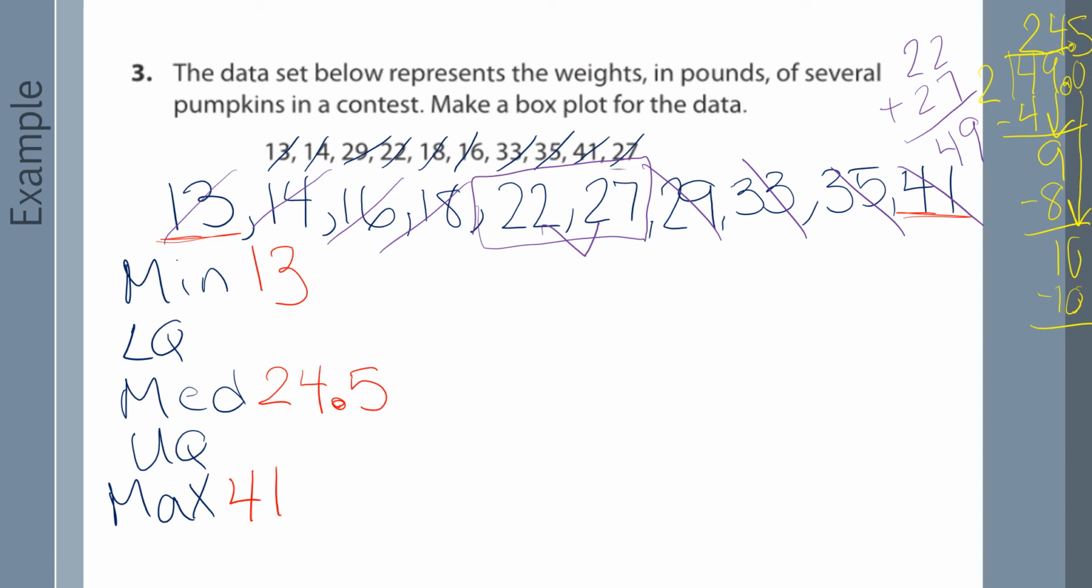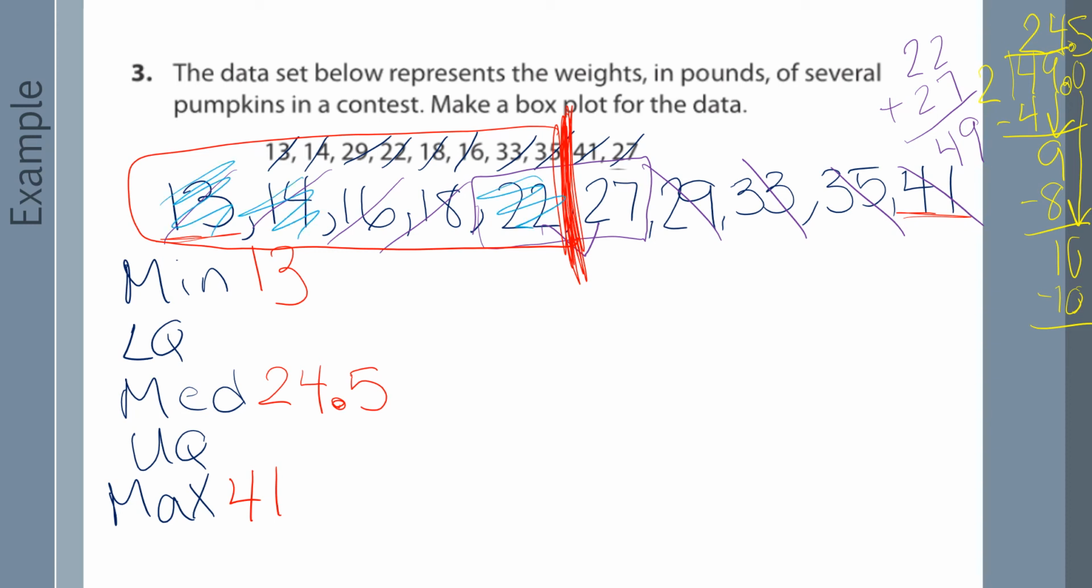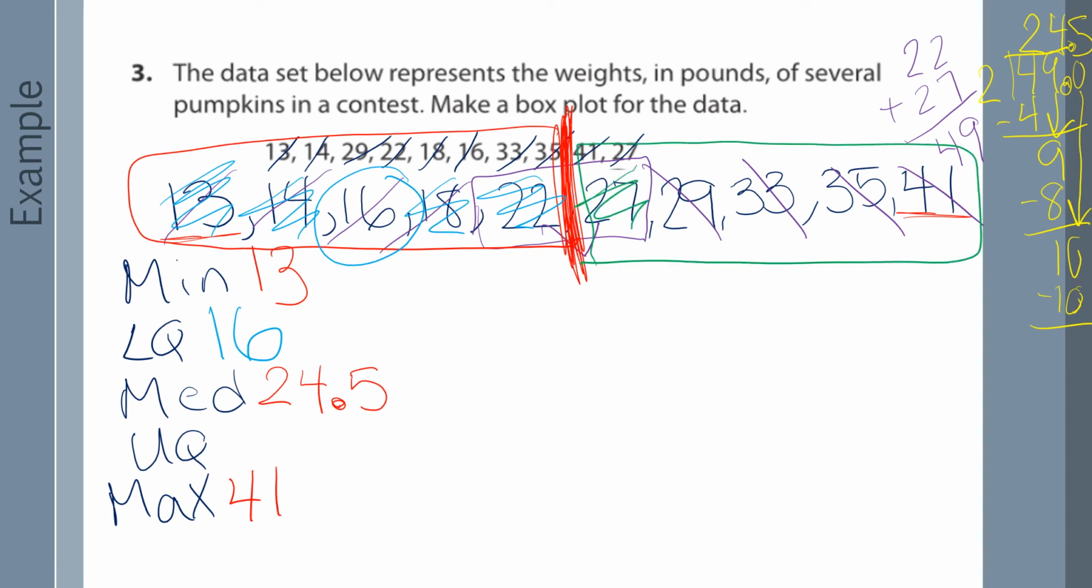Okay, now we have to find our lower quartile and our upper quartile. So when we have an even number of data like we do now, we're going to cut the data directly in half, and let's look at our lower half and find the middle of the lower half. That's my lower quartile. So we're going to say left, right, left, right. Oh, this was easy. 16 is my lower quartile. And then we're going to do the same thing on the right-hand side. Left, right, left, right. Beautiful. 33 is my upper quartile.